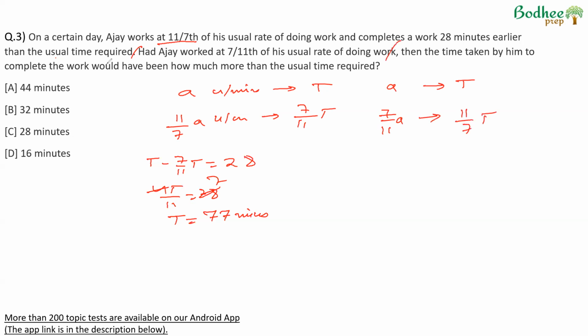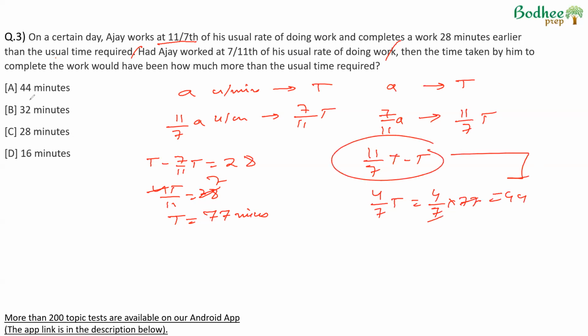Then the time taken by him to complete the work would have been how much more than the usual time. So the extra time would have been 11/7 T minus T, which would be 4/7 T. The value of T we have calculated as 77. So 4/7 into 77, which is 44 minutes. So the extra time required at this rate will be 44 minutes, option A.